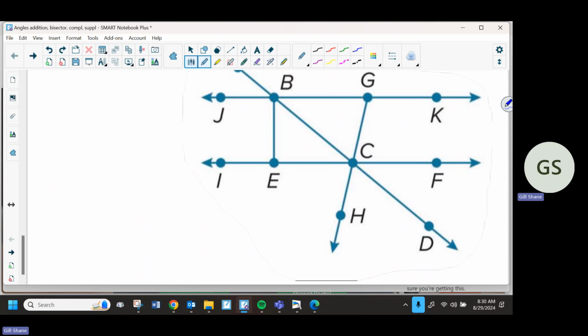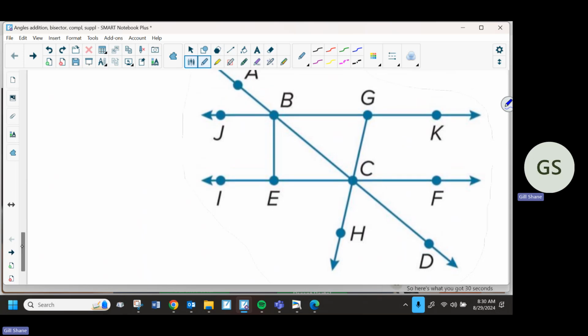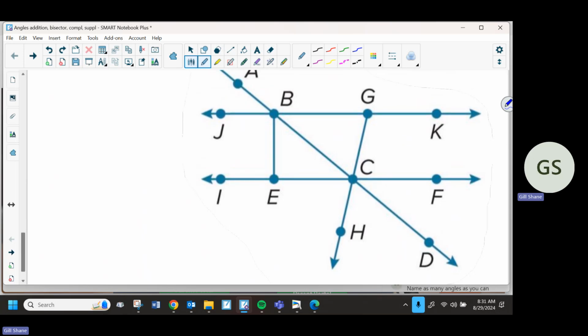So with that in mind, I got to make sure you're getting this. So here's what you got. 30 seconds. Name as many angles as you can name from those points. Give me at least 3 where C is the vertex. You've got 30 seconds, go. Write down as many angles as you can, and then we're going to do something with that.